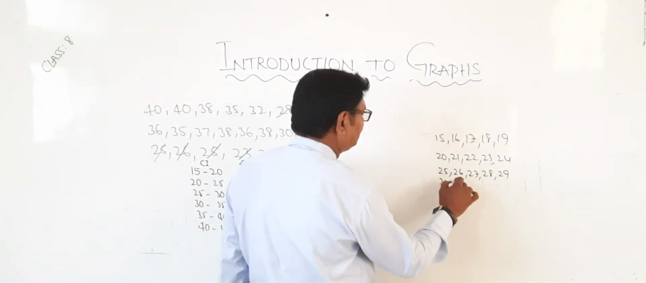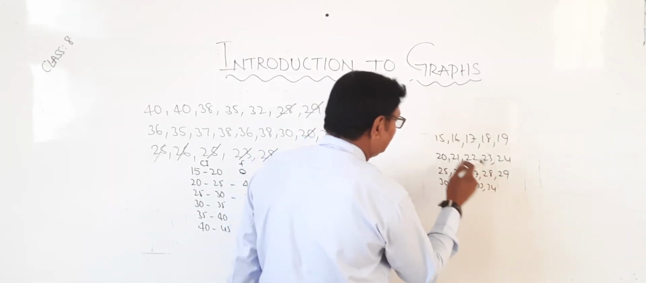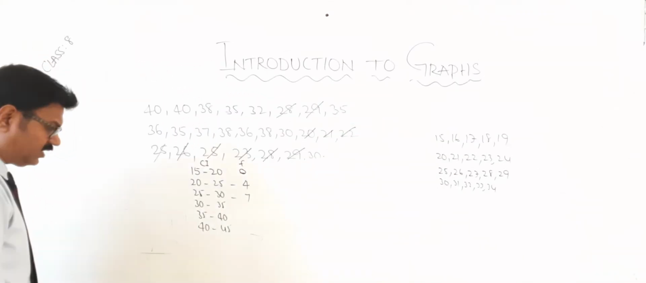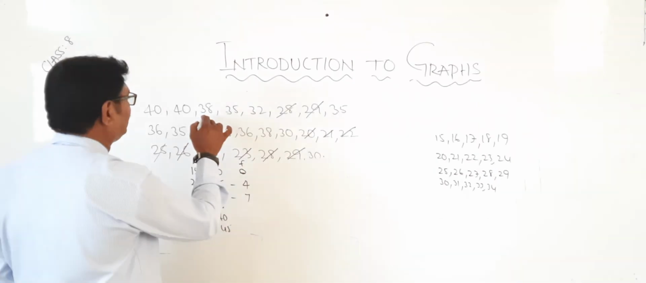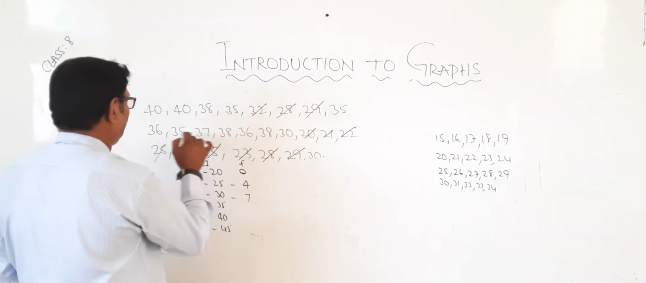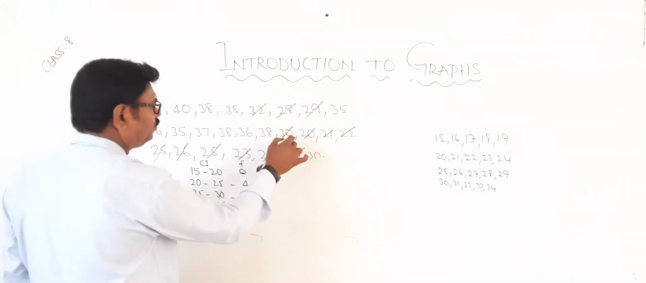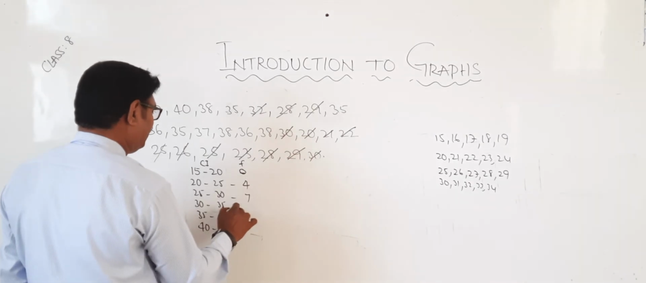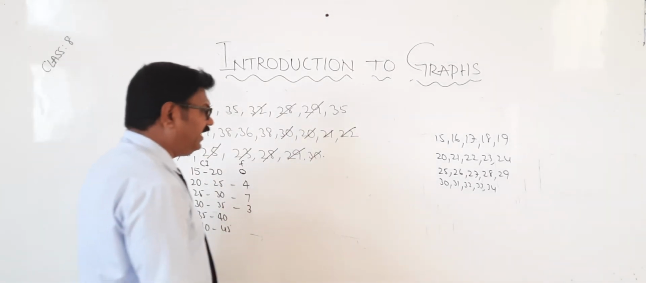Next 30 to 35. 30 to 35 means 30, 31, 32, 33 and 34. These 5 numbers only will come in this group. Therefore, you see just 30 to 35, 34, sorry. 1, 2 and 3. How many numbers? 3 numbers. Next 35 to 40.